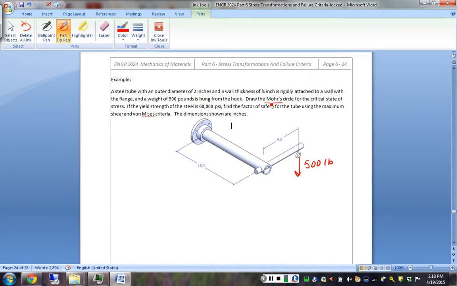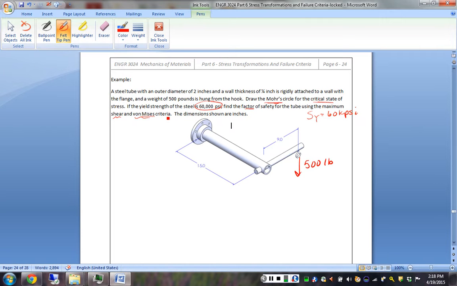So the problem asks us to draw the Mohr's circle for the critical state of stress. We know that the yield strength of the material is 60,000 psi. We want a factor of safety using our maximum shear and our von Mises criteria. All dimensions are given in inches.